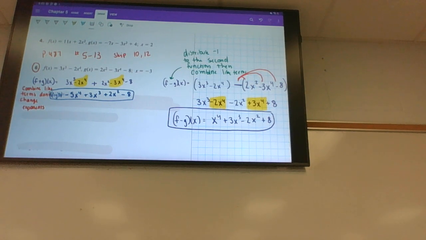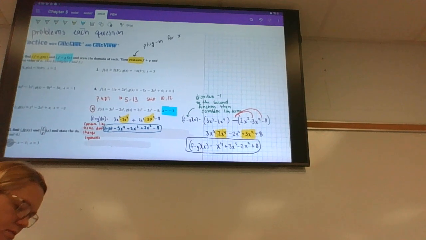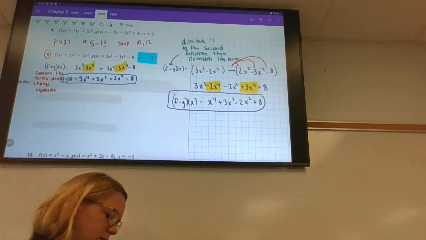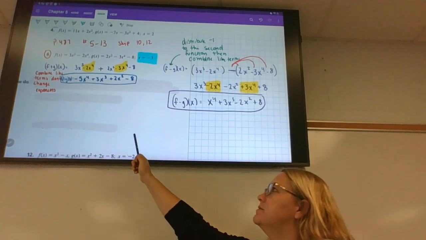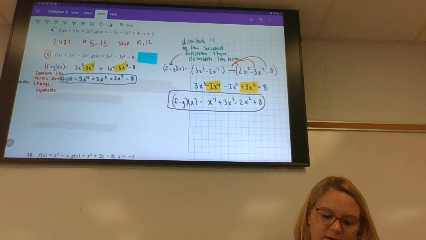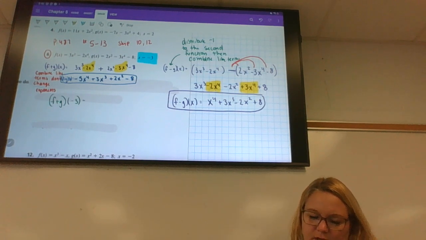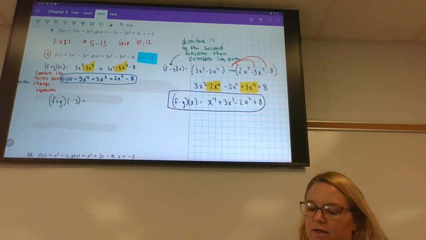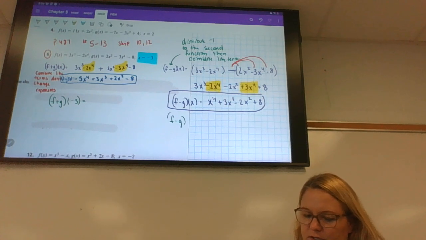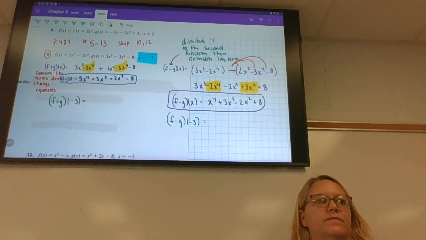Alright, that's just 2 out of 4 parts. You now have to evaluate these results for the given x. On this one, they're giving us x is negative 3. So now I'm going to use this first box where I added them, and I'm going to put a negative 3 in. So it's going to be f plus g of negative 3. And then I'll also do it here, f minus g of negative 3.